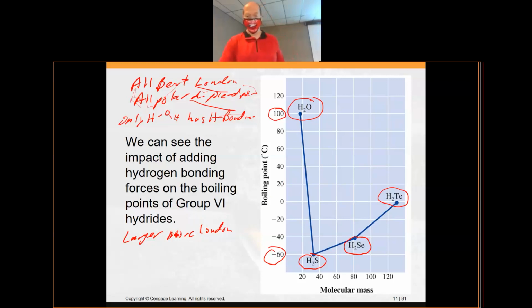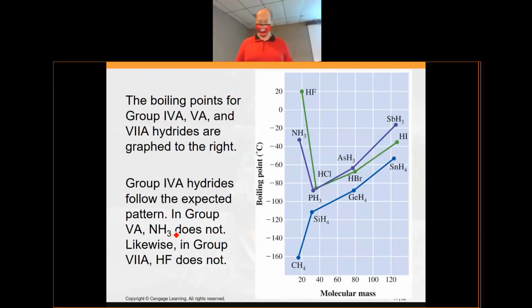All right, so hydrogen bonding is a huge intermolecular force. All right, so then we look at the other columns on the periodic table. When we look at the halogens, all right, so HF, that's hydrogen bonding.